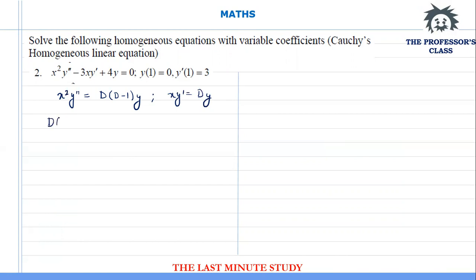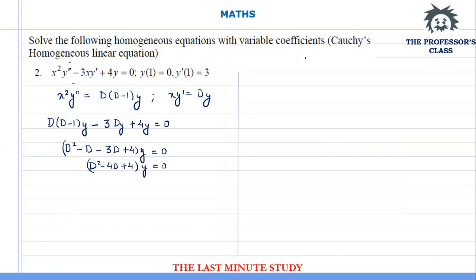So let's substitute these values. I'll get D(D minus 1) of y minus 3 times D of y plus 4y is equal to 0, or D square minus D minus 3D plus 4 of y. I've taken the y common out of here, so I'll be left with this. So this will be D square minus 4D plus 4 of y is equal to 0.